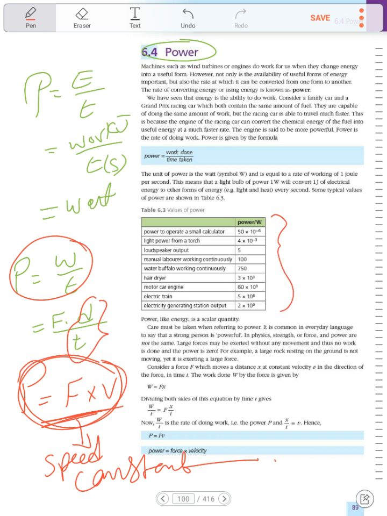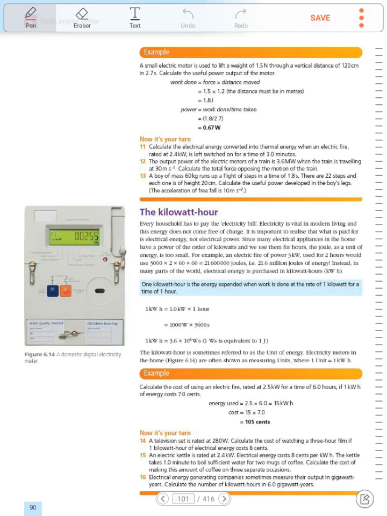Here we have some examples of powers. The hair dryer is about 3000 watts. The loudspeaker output is about 5 watts. We have loudspeakers with a higher power, but its sound will be louder than this value.